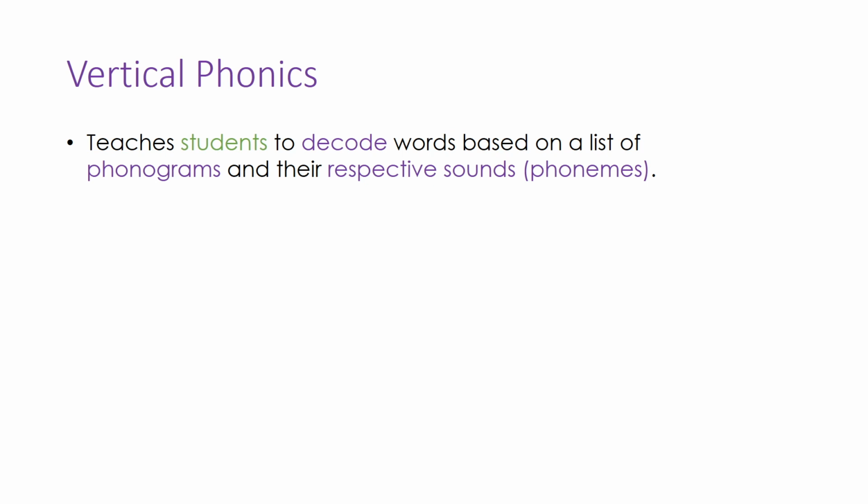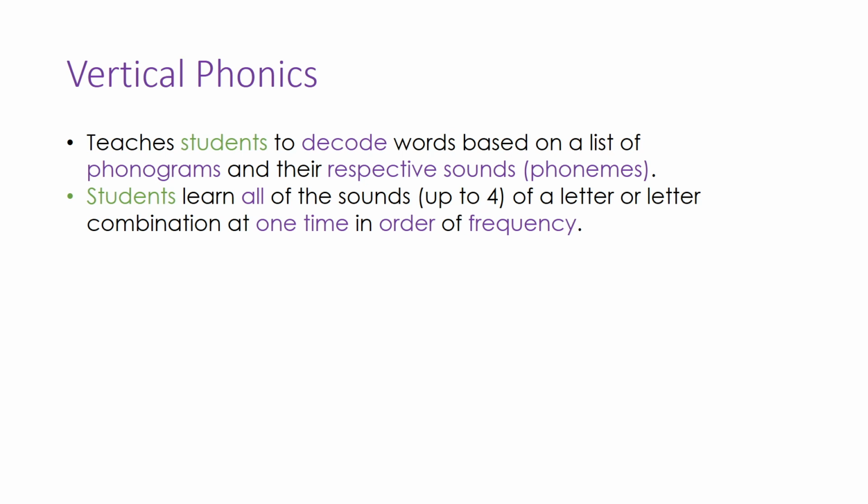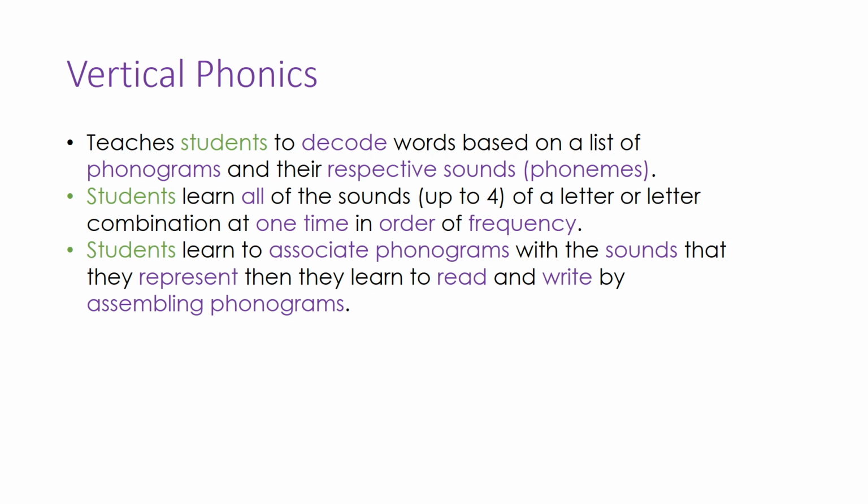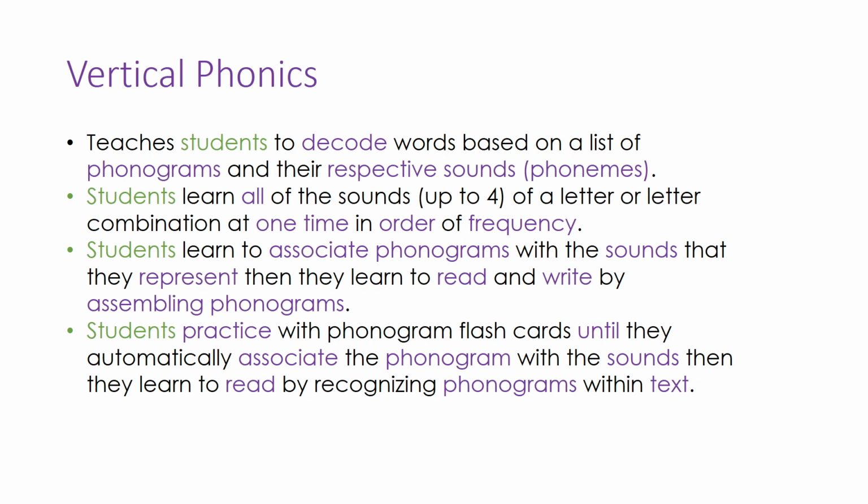Vertical phonics teaches the students to decode words based on a list of phonograms and their respective sounds. Students learn all the sounds, up to four, of a letter or letter combination at one time in order of frequency. Students learn to associate phonograms with the sounds that they represent. Then they learn to read and write by assembling phonograms. And finally, students practice with phonogram flashcards until they automatically associate the phonogram with the sounds or phonemes. Then they learn to read by recognizing the phonograms within text.